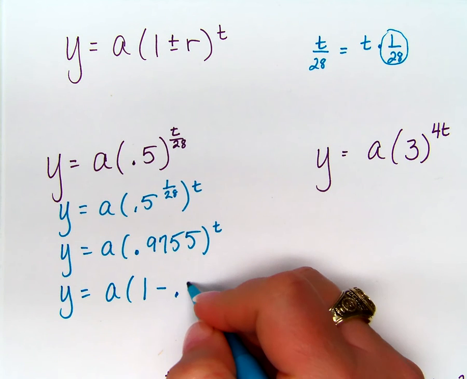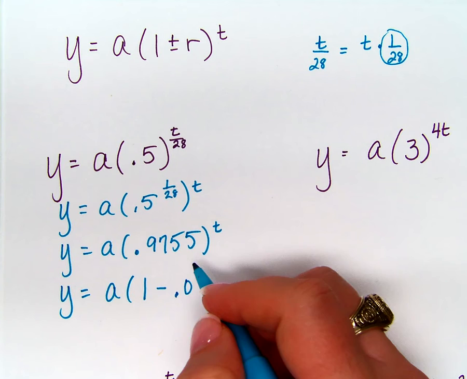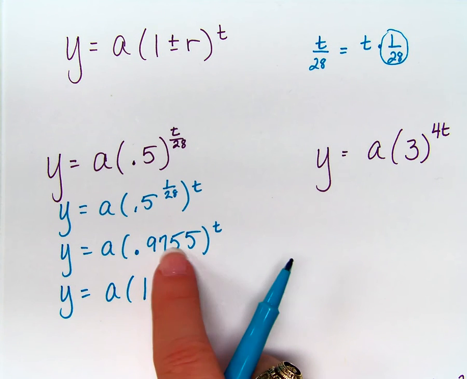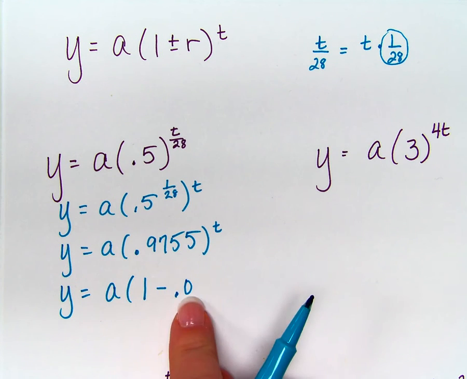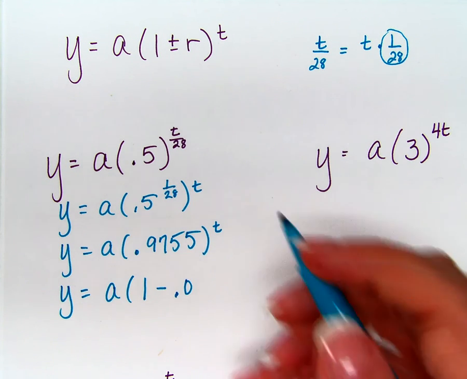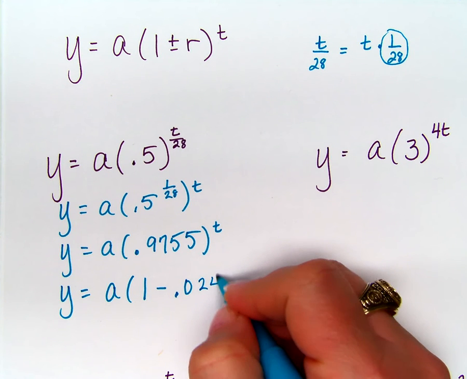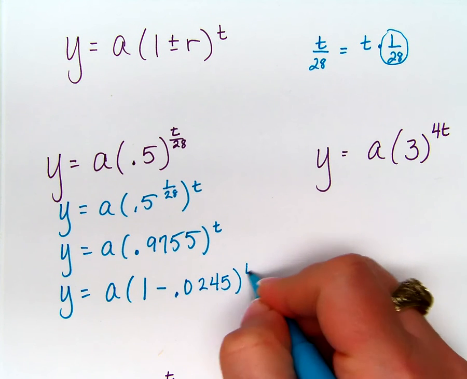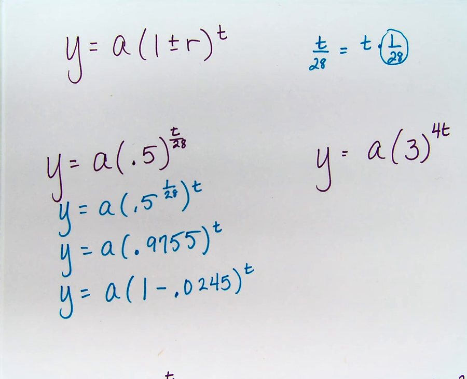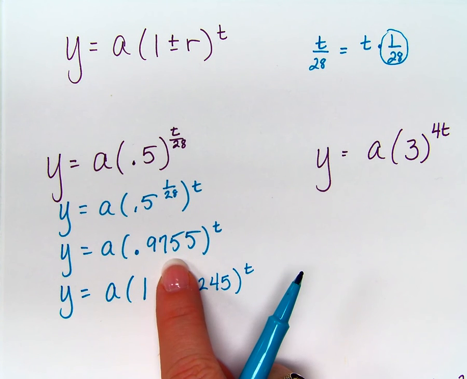How'd you do that? Oh, you actually subtracted this from 1 to figure out what you would subtract to get to that? That's a pretty good idea. 0.0245? Can you tell her again?